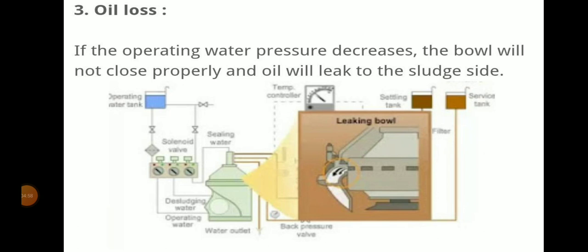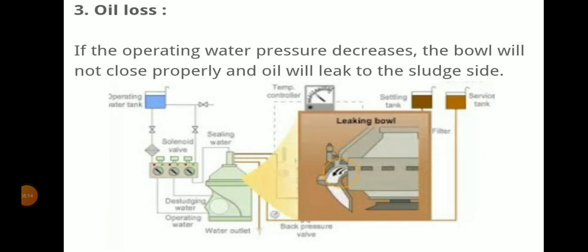Oil loss. If the operating water pressure decreases, the bowl will not close properly, and oil will leak to the sludge side.